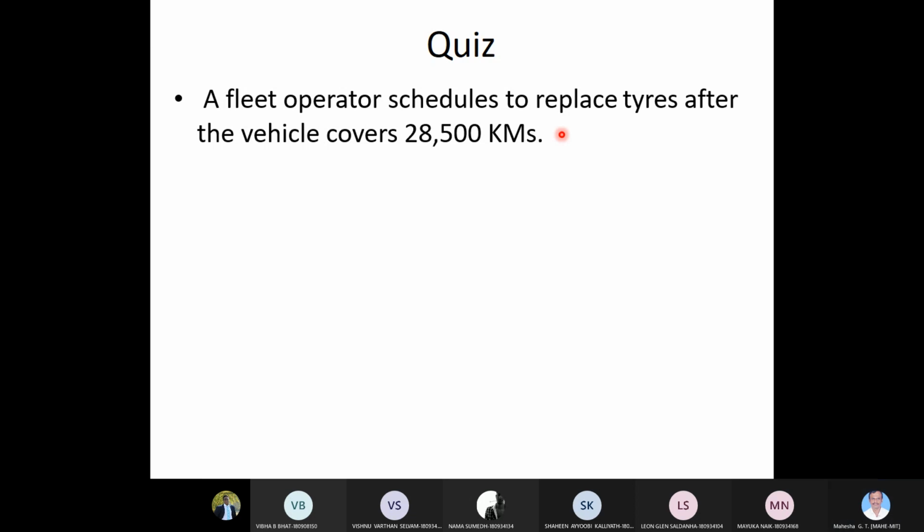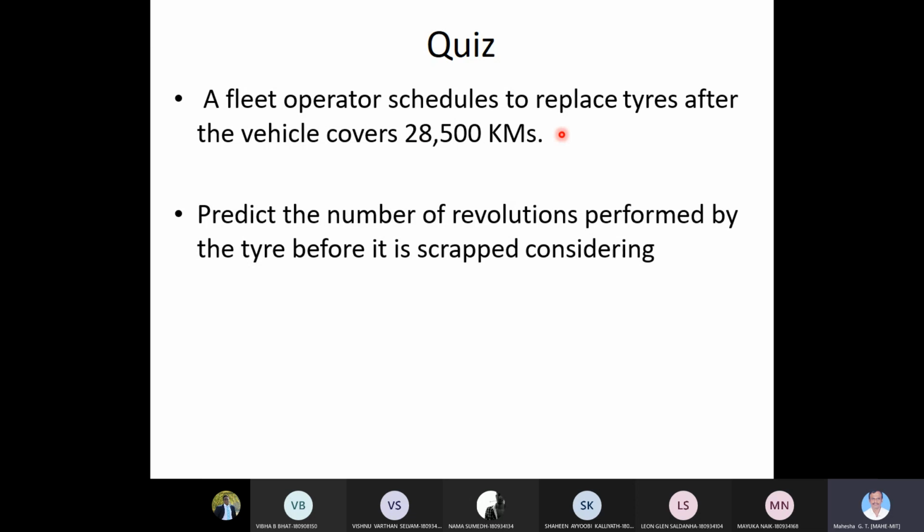The operator wants to change the tires of his vehicle after 28,500 kilometers. Predict the number of revolutions performed by the tires that are going to be replaced before they are scrapped. He is going to scrap them and replace them with new ones.